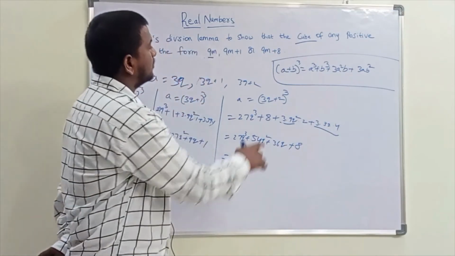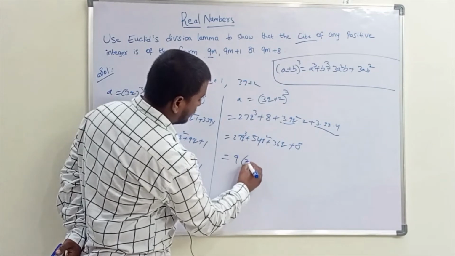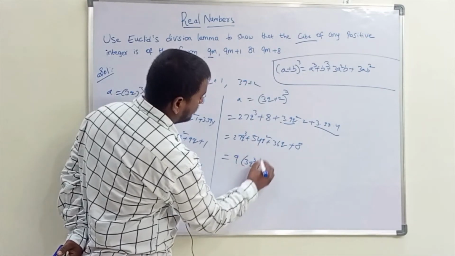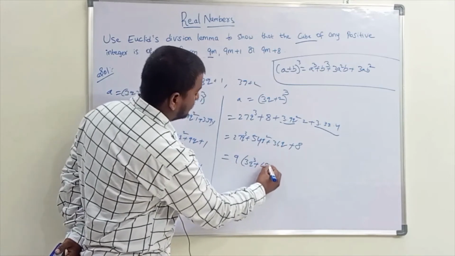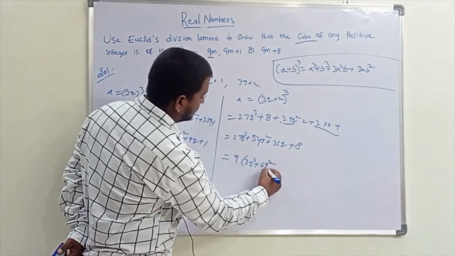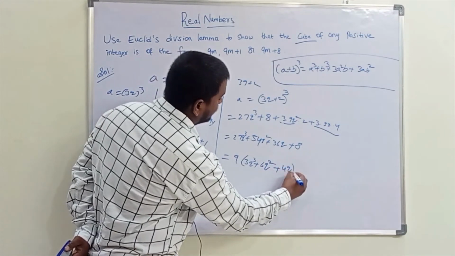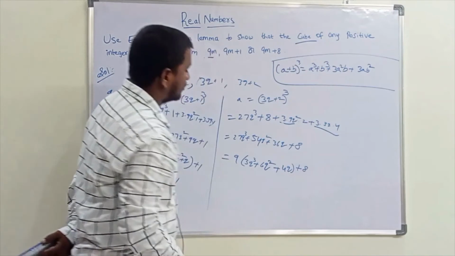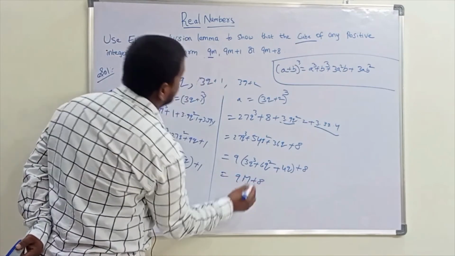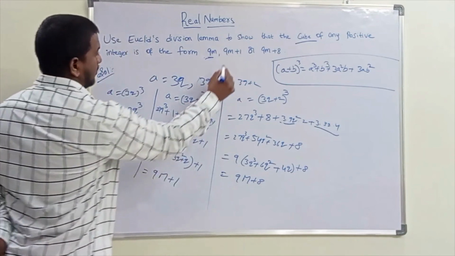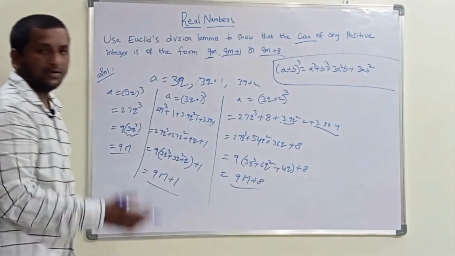So again we need to represent in the form of 9m, right? So let's take the 9 common. So 3q cube, 54 is 9 6s, so 6q square plus 9 4s, 4q, plus 8 here. So you can see this is in the form of 9m plus 8. So here 9m, 9m plus 1 and 9m plus 8 is proved. So hence it is proved.